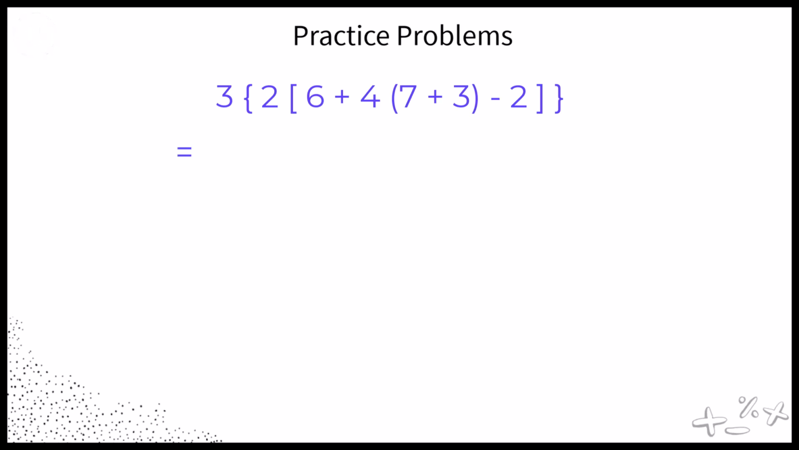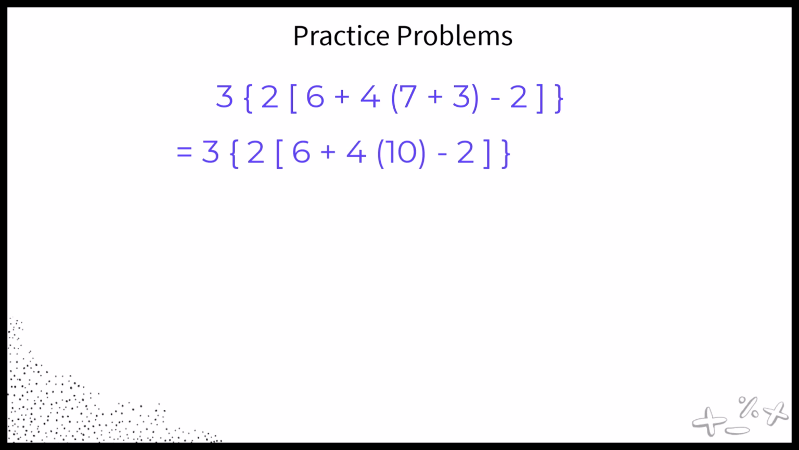As always, equals and our unfinished work. So 3, curly bracket, 2, square bracket, 6 plus 4. And then we got there, the internal bracket. So 7 plus 3 is 10. And then we finish off the rest of the unfinished work. So minus 2, square bracket, curly bracket, first step, done.